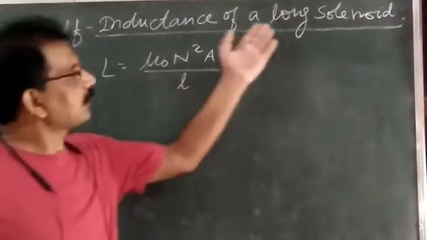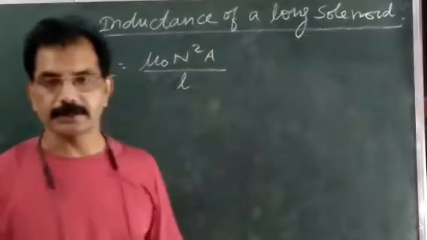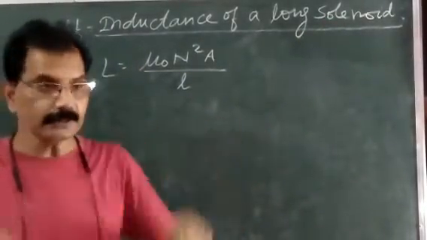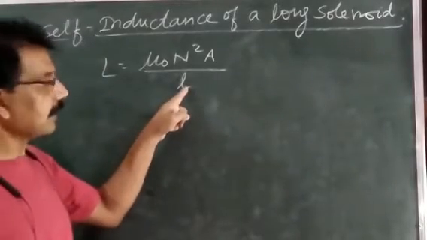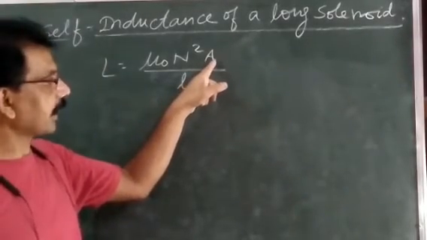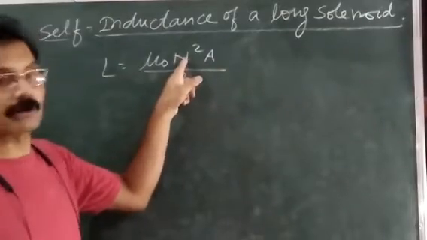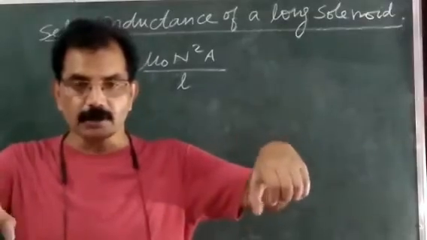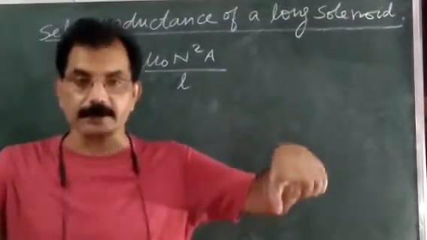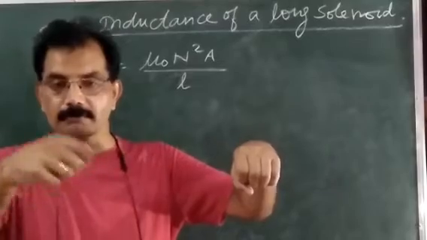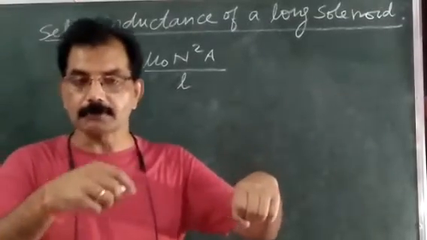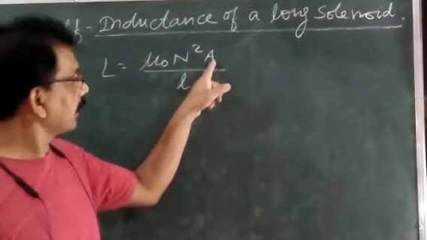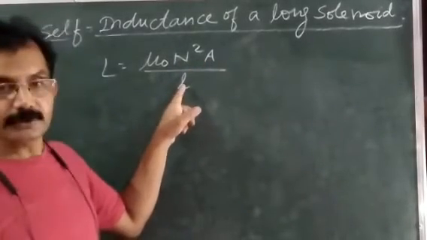Now, self-inductance of a long solenoid. Let us consider a long air-cored solenoid of length L, area of cross-section A, and having n turns. This means we have taken a cylindrical core, and in that cylindrical core the medium is air, and a wire is wound over it. The number of turns in it is n, the area of the solenoid is A, and the length is L.